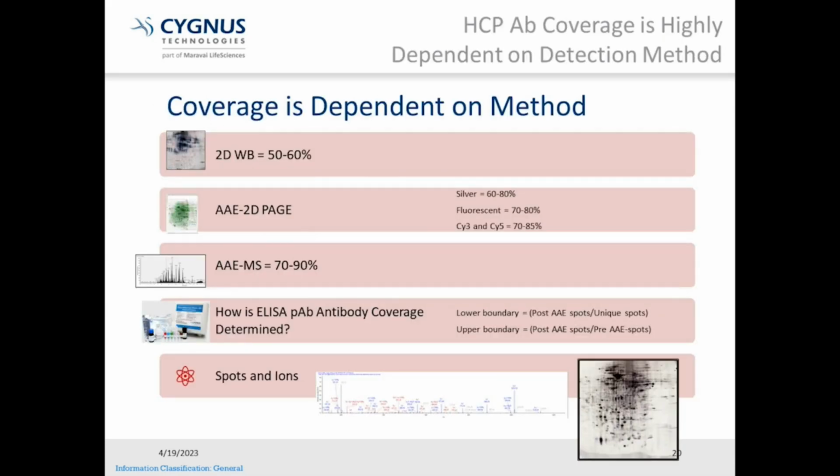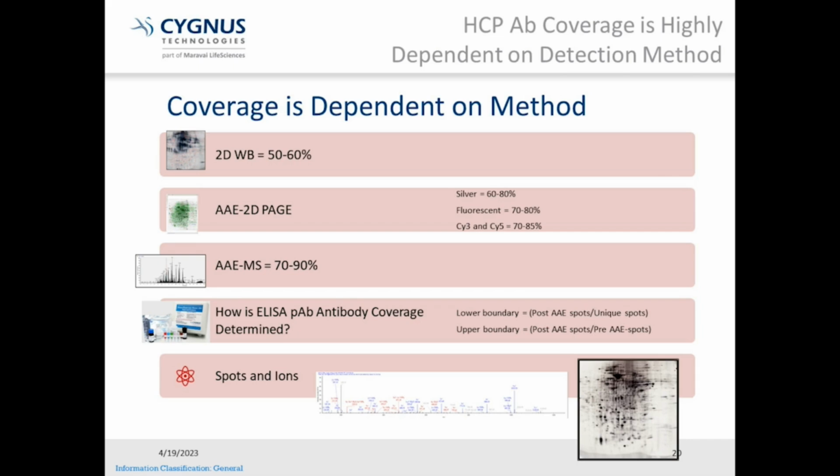ELISA polyclonal antibody coverage is dependent on the detection method. 2D Western blotting typically has a coverage range of 50 to 60%. AAE combined with 2D PAGE in general has a coverage range of 60 to 85%, which is also dependent on the staining methodology. If you use silver staining, you can typically get a coverage range of 60 to 80%. Fluorescent staining has a coverage of 70 to 80%. And Psi3 and Psi5 dyes have a coverage range of 70 to 85%. However, combining AAE and mass spectrometry, we can obtain a coverage range of around 70 to 90%.